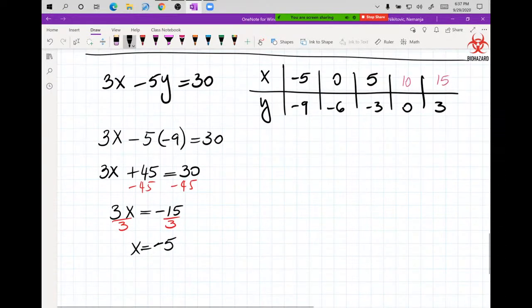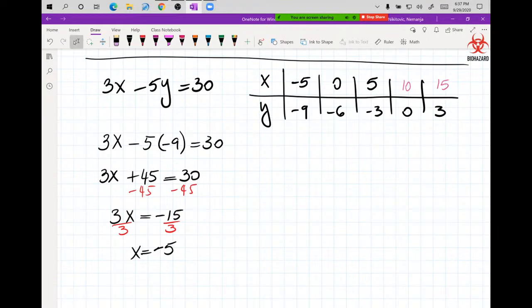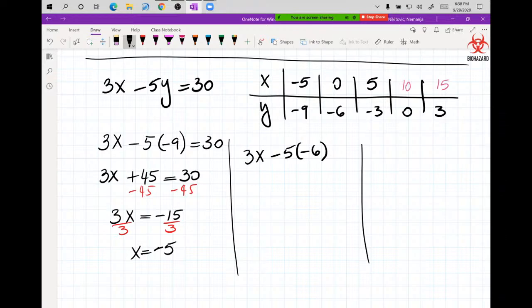Let's solve two random ones over here. So we did -9. Let's do -6 to show that we do get 0 to establish that pattern. And then we can do 0 or 3 to verify. So 3x plus 30 equals 30. And when you subtract the 30, you get 0.